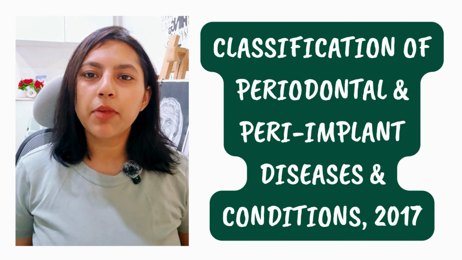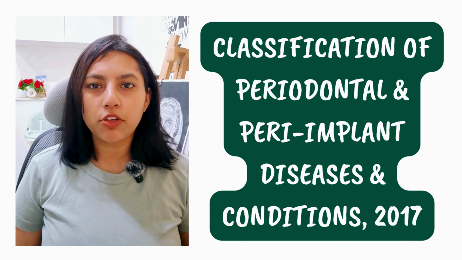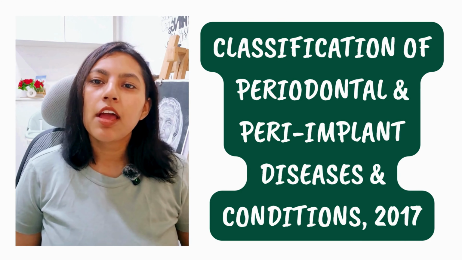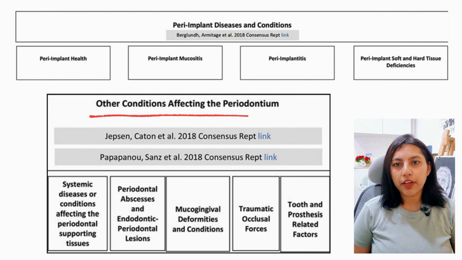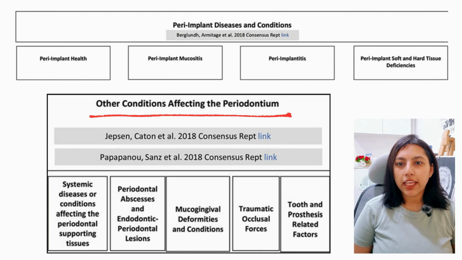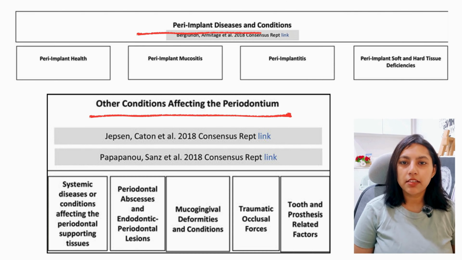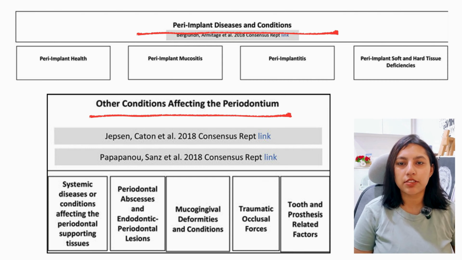Hi everyone, welcome back to the final part of the 2017 classification series. In this video, we are mainly going to focus on two broad sections. First, other conditions affecting the periodontium, and second, peri-implant health, diseases and conditions.